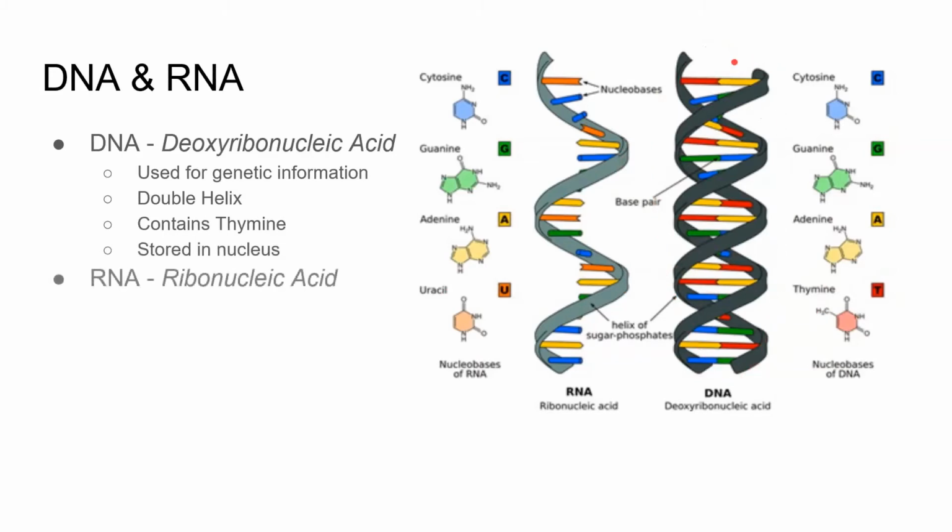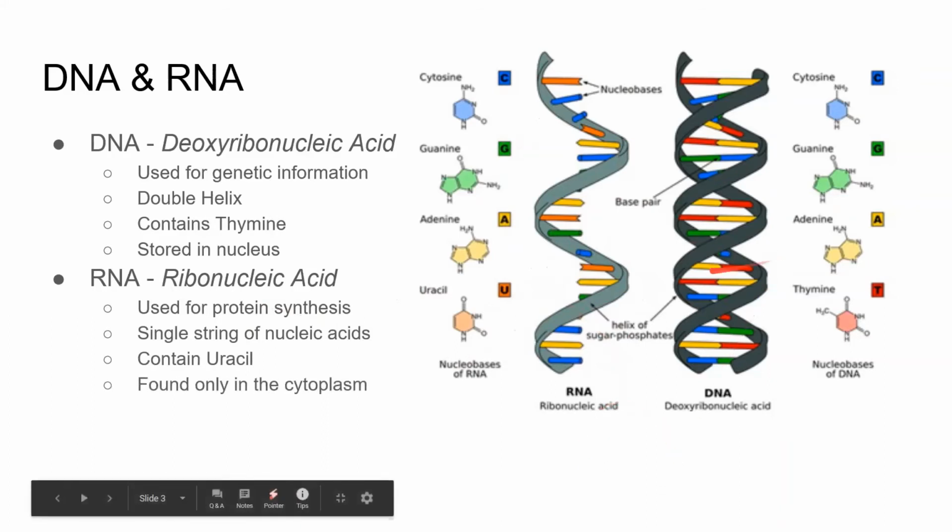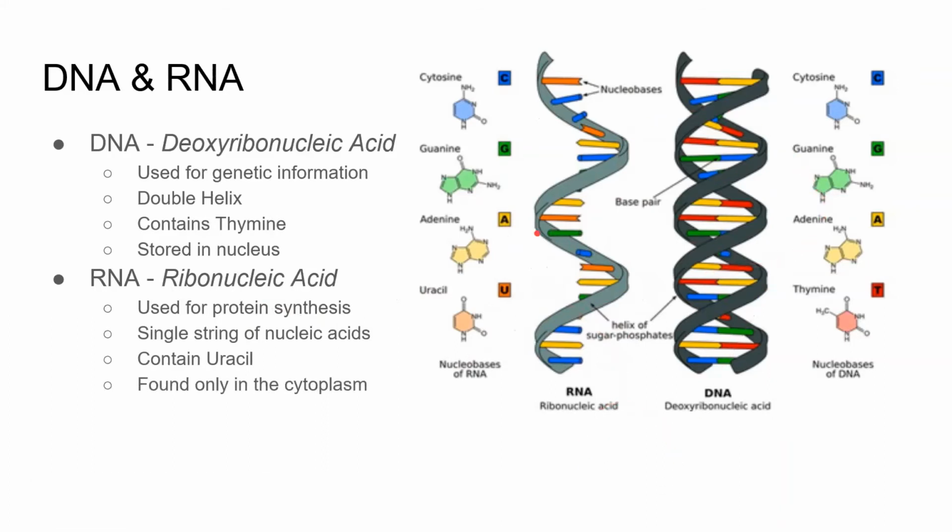However, in order to create proteins, DNA is transcribed into RNA. RNA is ribonucleic acid, and it's the code that converts DNA into proteins, which have very specific functions. So again, RNA is a single string, and it contains a specific nucleotide called uracil. And you only find it in the cytoplasm. So again, DNA is transcribed into RNA, and then that RNA is taken to the ribosome where it's converted into a protein.